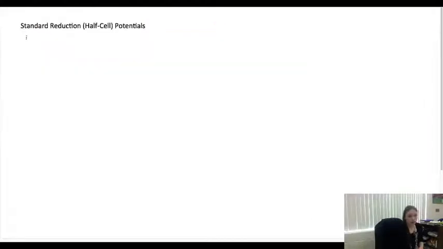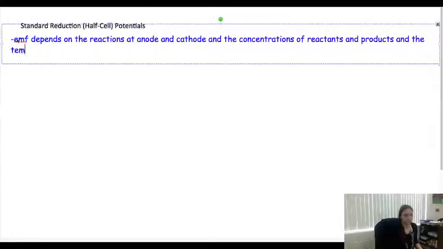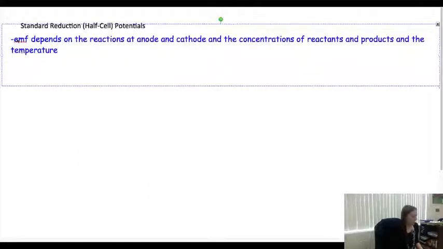Okay, standard reduction half cell potentials. This is going to be dealing with the backside of your periodic table that we have looked at with the upside down activity series. Okay, the EMF for a cell depends on the reactants at your anode, at your cathode, and the concentrations of them and your temperature. Okay, standard conditions again are those 25 degrees Celsius, the 1 atmosphere, things like that. Okay, a standard EMF or a standard cell potential. Again, we're dealing with the knots, the things with the little zeros up in the upper corner.